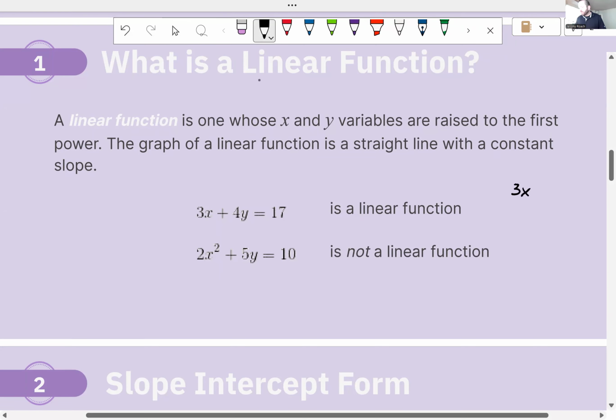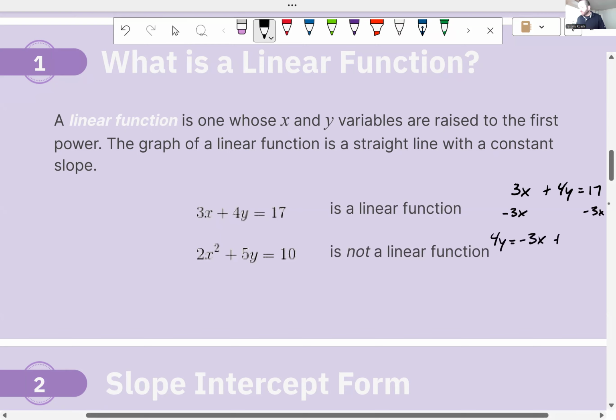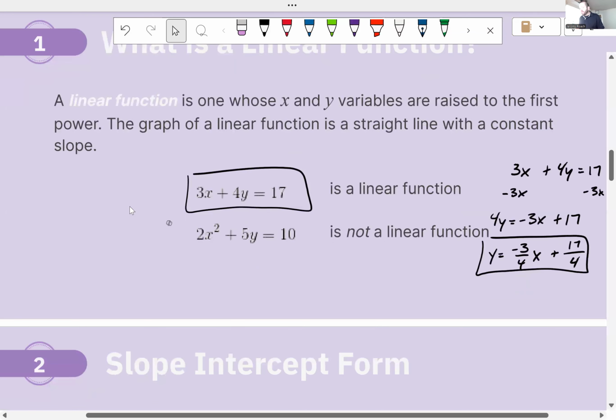So this is 3x plus 4y equals 17. We're going to subtract 3x from both sides. We get 4y equals negative 3x plus 17. Divide by 4 on both sides, and we get negative 3/4 x plus 17 over 4. So that's how we would solve this equation for y. And hopefully that's a bit of review for you, but if it's not, that's okay. And that makes the same line on the graph. We say it's linear because it goes in a straight line continuously.